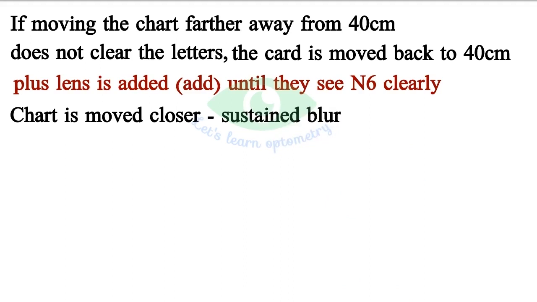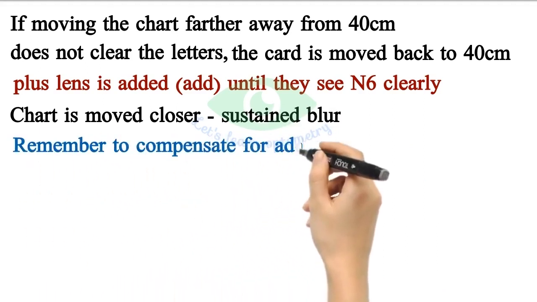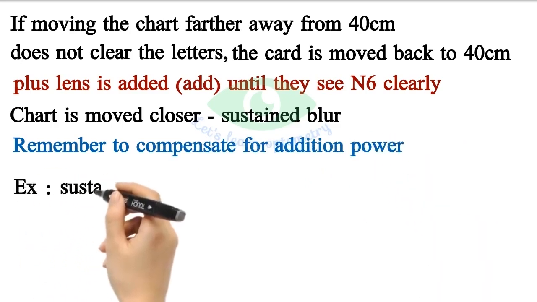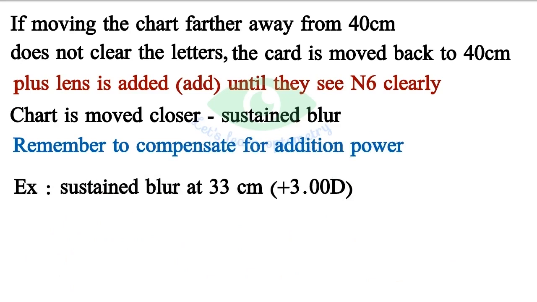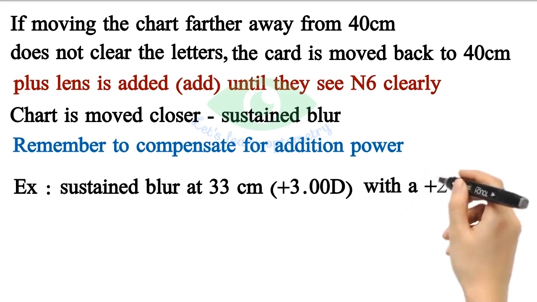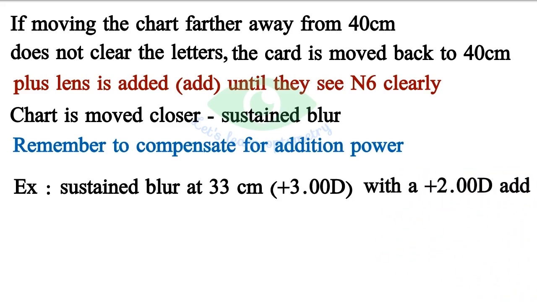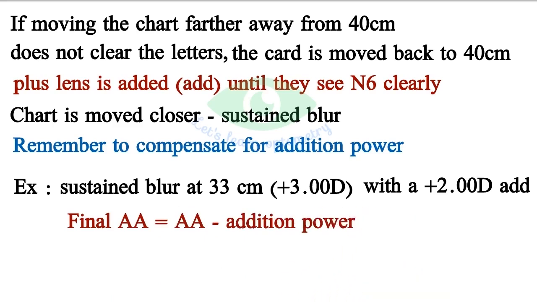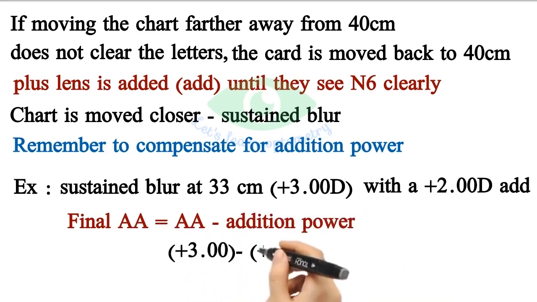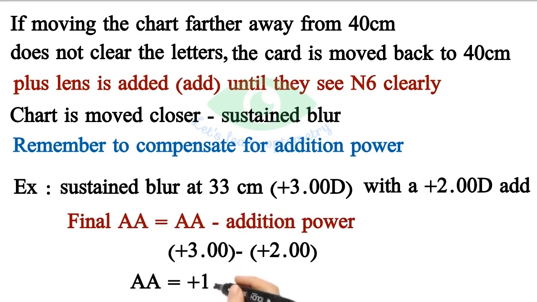After calculating the amplitude of accommodation, we need to remember to compensate for the addition power. For example, the patient reports first sustained blur at 33 cm, which is plus 3 diopters. We did the test with plus 2 diopter addition power. So, the final power will be plus 3 minus plus 2, which gives us plus 1 diopter of amplitude of accommodation.